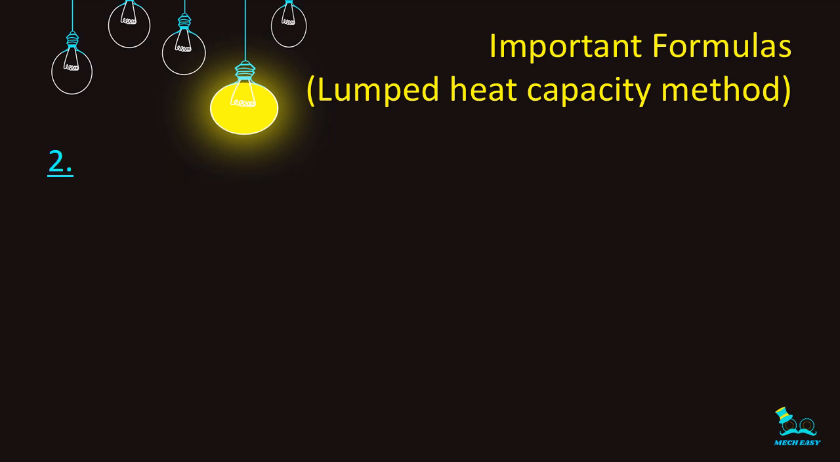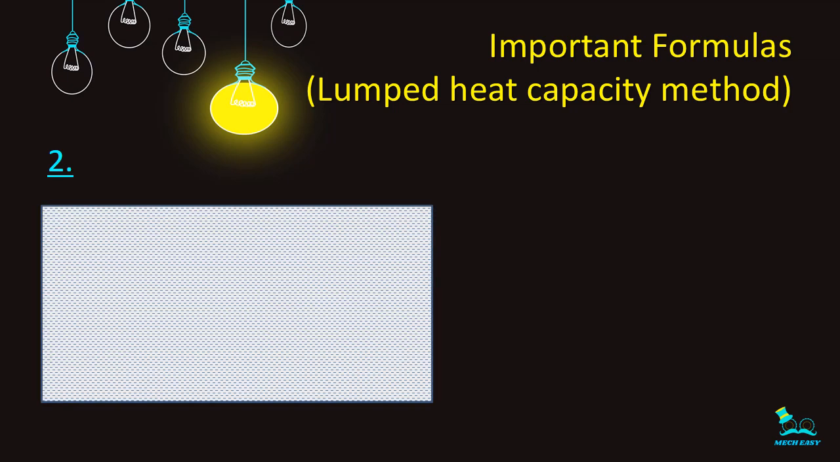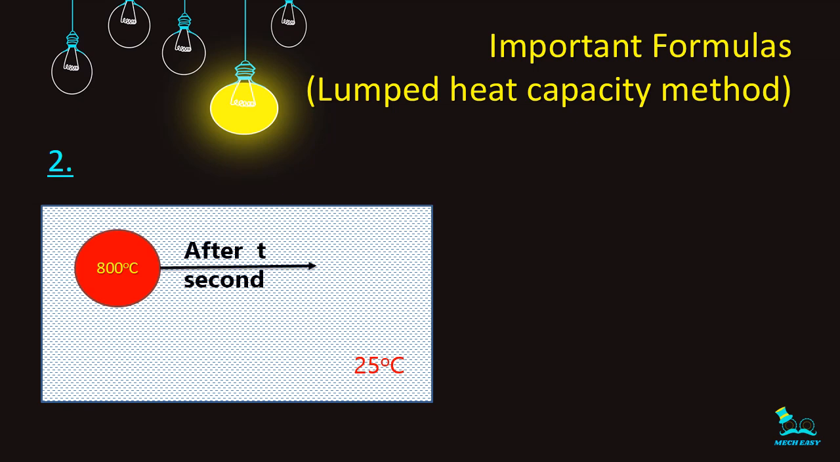Second formula. To check this formula, let us have an example. Suppose we are having some water at 25 degrees Celsius and we are putting a heated sphere of metal at 800 degrees Celsius into it. After t seconds, means after some time, the temperature of the sphere will become 100 degrees Celsius. Now for this particular case, the initial temperature of sphere is denoted by Ti. The temperature after t seconds is denoted by capital T, and the temperature of water, that is ambient temperature or atmospheric temperature, is denoted by T infinity.